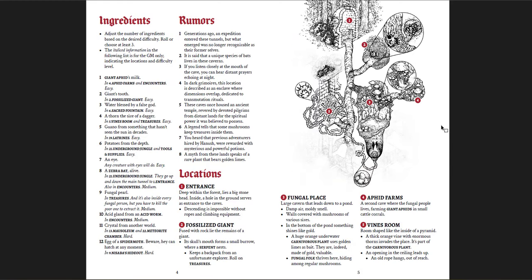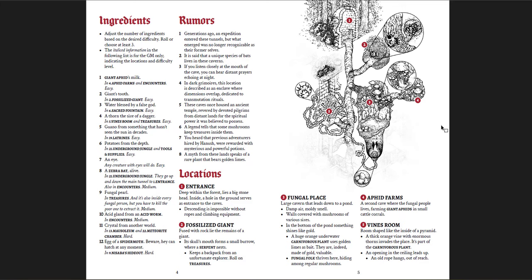It's really cool. As you'll see, the art is really, really good, and it's really well laid out. Sections of the dungeon are given at any one time, and they're just easily keyed, so you know where you're going. There's the fungal place, the aphid farms, the fossilized giant, the entrance to Vine's room. Really, really well laid out. And one of the cool things here is that the goal is to find rare ingredients. You can choose what they should find, where they are, or you can roll at least three, but you can put them around in it.